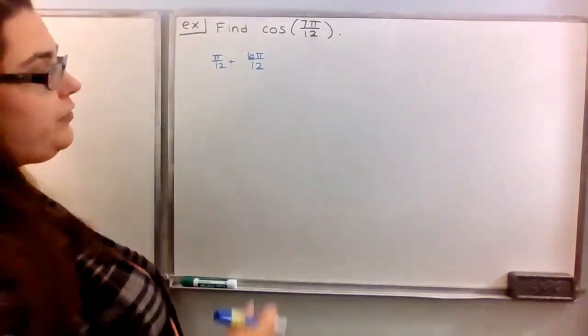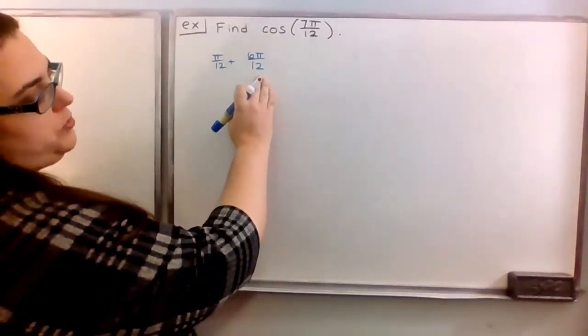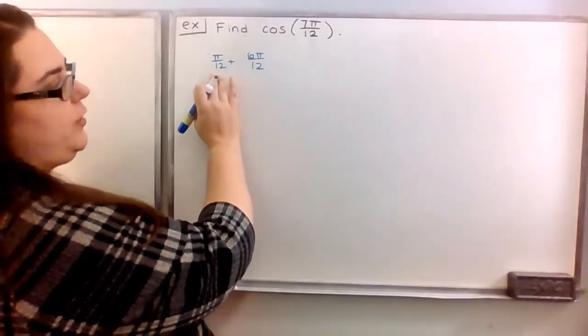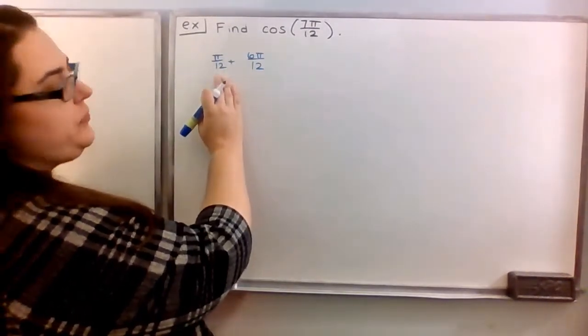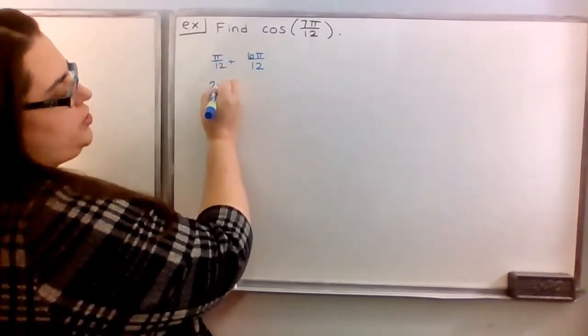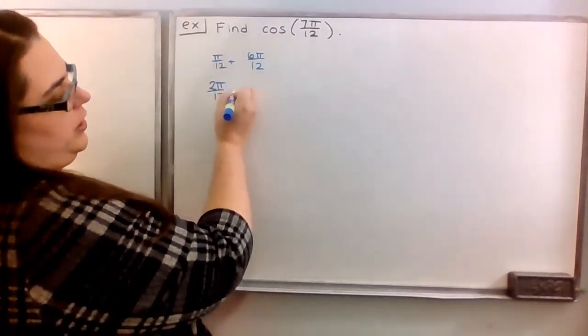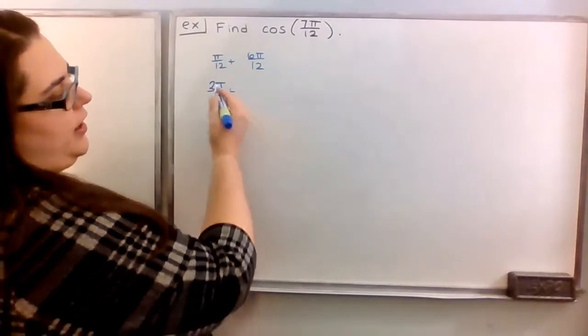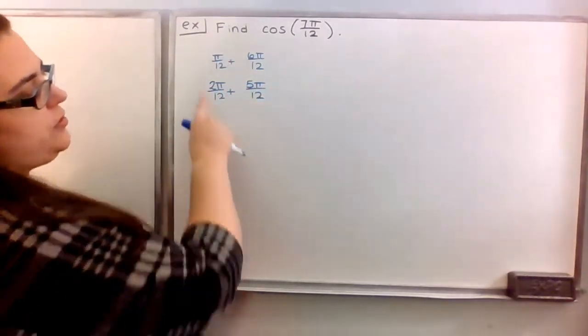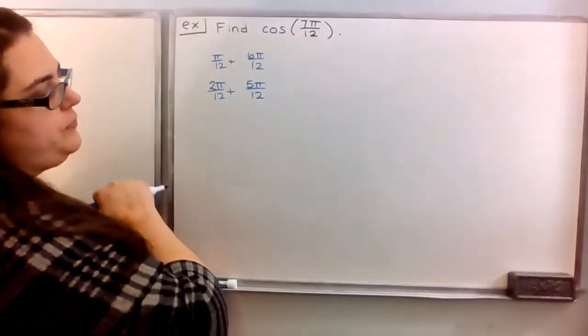So we have good news, the 6 pi over 12 will reduce, but pi twelfths doesn't simplify anymore. And we don't know anything about twelfths. So then what I'm going to do is increase the numerator here by 1 to get 2 pi over 12. And then I'll need 5 pi over 12 to get to 7 pi over 12, right? So 2 and 5 will give me that 7.